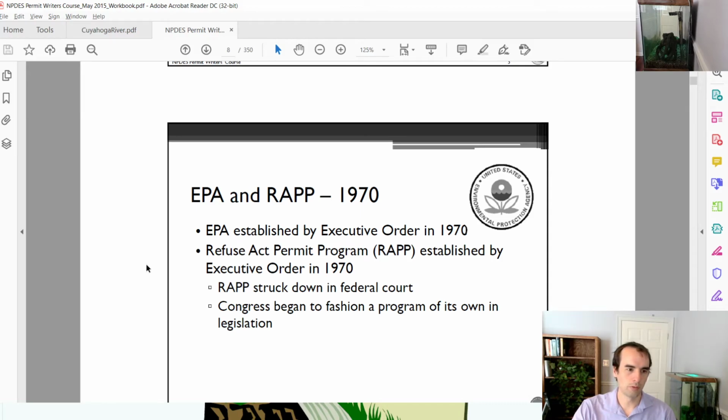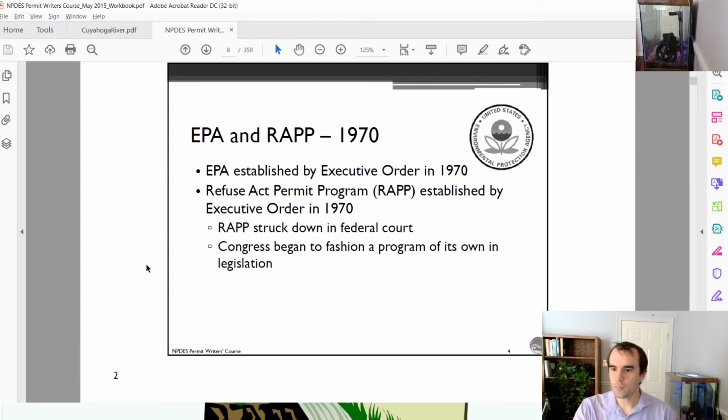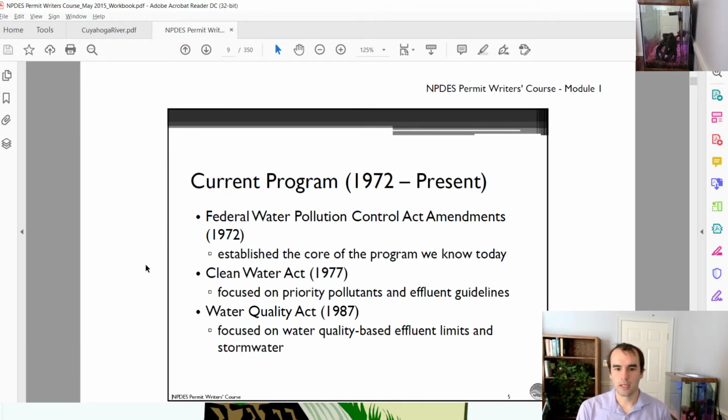Ideally, no one would pollute and no one would ever be harmed, and there'd be no one ever needing to be regulated. But that's silly land. Okay, so in 1972 and on to present here, we have the Federal Water Pollution Control Act amendments. That's kind of the core of the NPDES program that we would have today. The Clean Water Act was added in 1977. That really focused in on the priority pollutants and providing effluent guidelines. You may not discharge more than this amount.